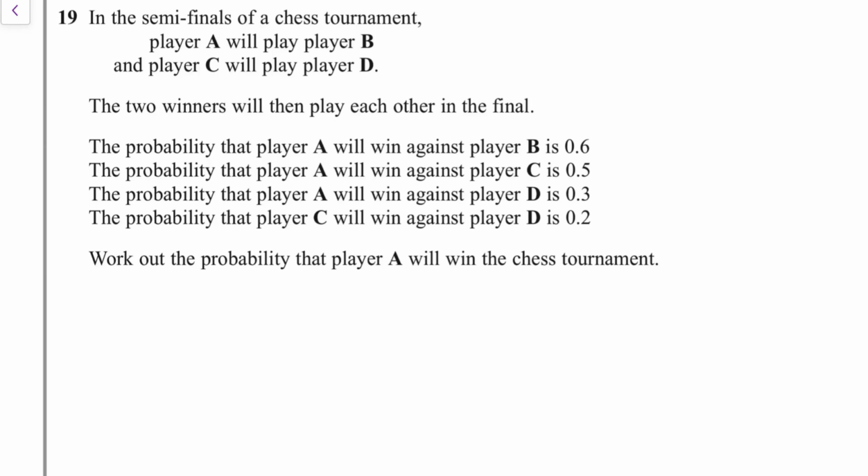Because there's quite a lot going on here. So semi-finals, A plays C, C plays D, 2 winners play each other. Wow. Work out the probability. This is the key to the question. The key to the question is, what does it want me to do? So I don't care about C winning or D winning. I want A to win. So let's think about how that's going to happen.